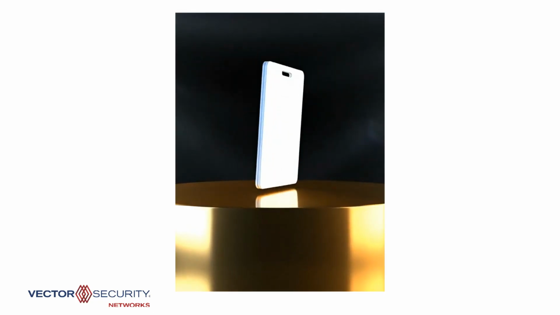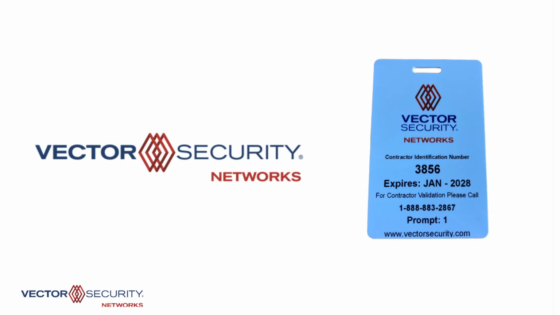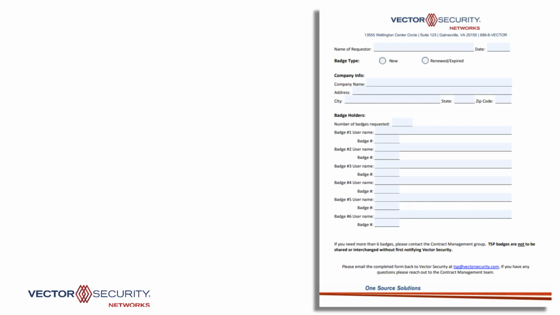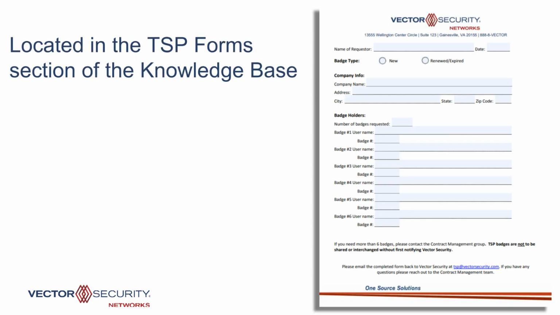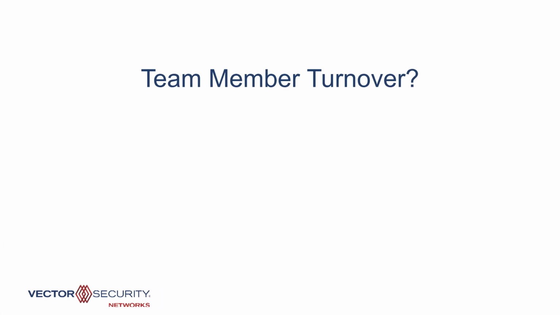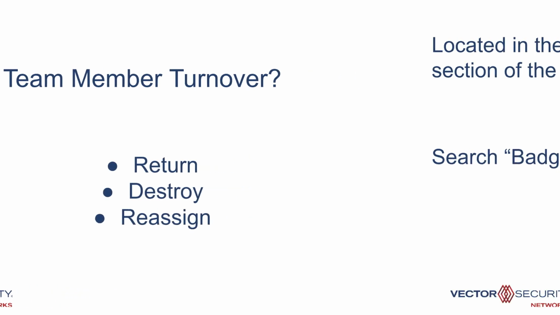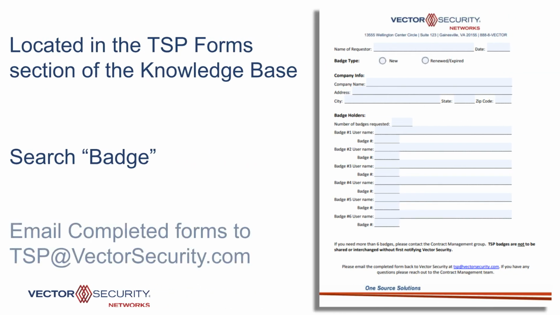This enables our customers to verify that you are an authorized Vector Security partner. If you would like a badge for your new employee, submit a badge request form, which can be found with submission instructions in the knowledge base of Portal. Just search badge. If a team member with a badge leaves your organization, you'll need to let us know if you'll be returning it, destroying it, or reassigning it to a separate technician. This helps keep our security intact and effective. Email the completed badge form to tsp@vectorsecurity.com whenever there is a change, and we'll take care of the rest.